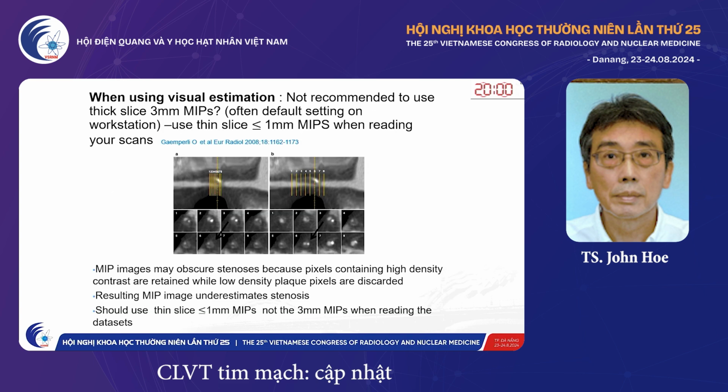When using visual estimation, it is not recommended to use thick slice 3 mm MIPs, which is often the default setting on your workstation. You should use thin slice, less than 1 mm MIPs, when reading your scans. The reason for this is that MIP images, MIP means maximum intensity projection, may obscure stenoses because the pixels containing high density contrast are retained while low density plaque pixels are discarded, and the resulting MIP image underestimates stenosis, or may underestimate stenosis.